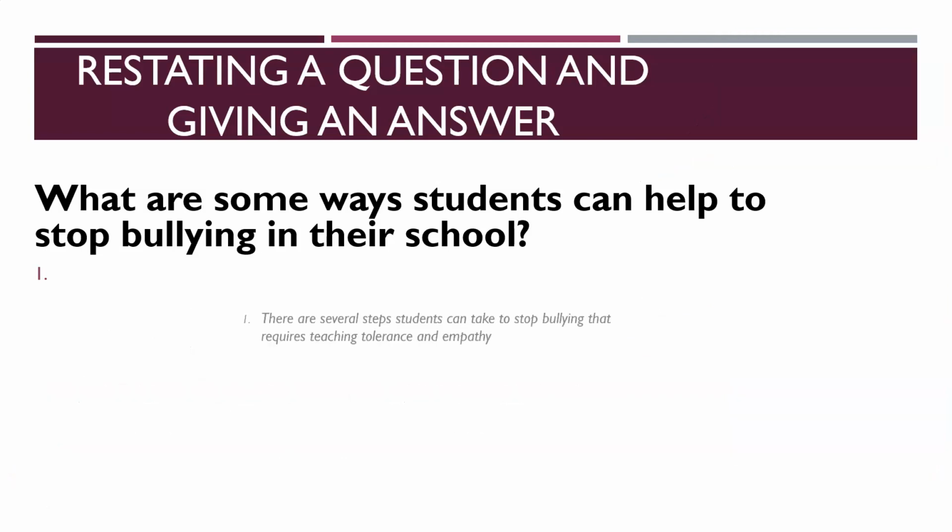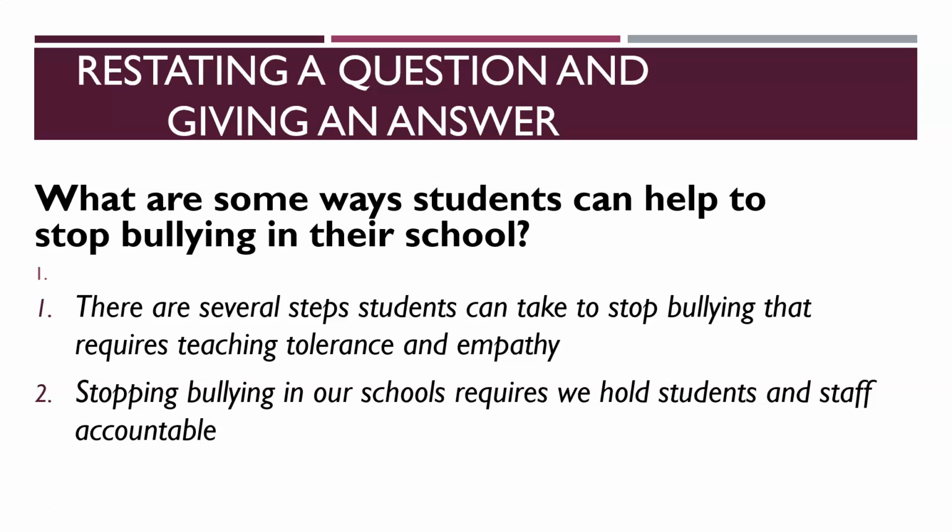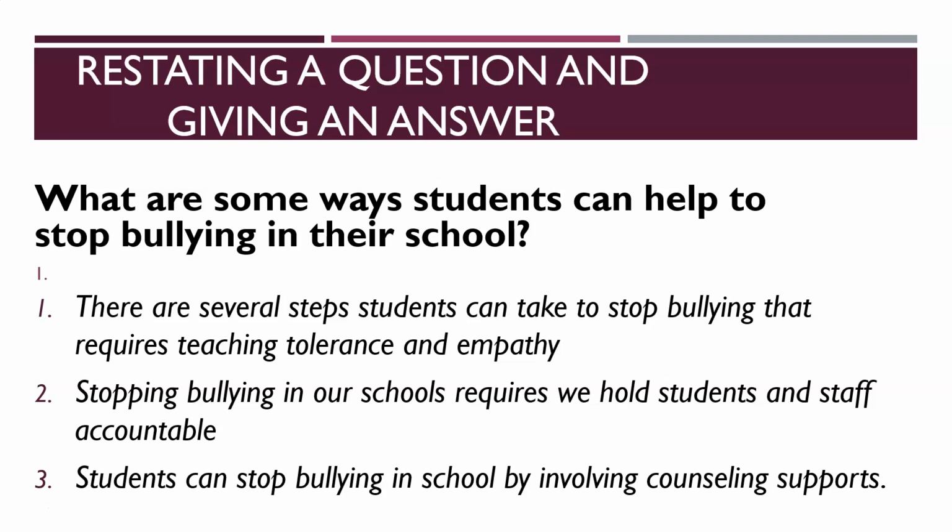So let's go back to this. There are several steps students can take to stop bullying that requires teaching tolerance and empathy. I haven't given anything beyond tolerance and empathy. I'm just saying in general, that could be a technique. Stopping bullying in our schools requires that we hold students and staff accountable. So accountability is what I want to focus on, and all my evidence better be about that. Students can stop bullying in school by involving counseling supports.